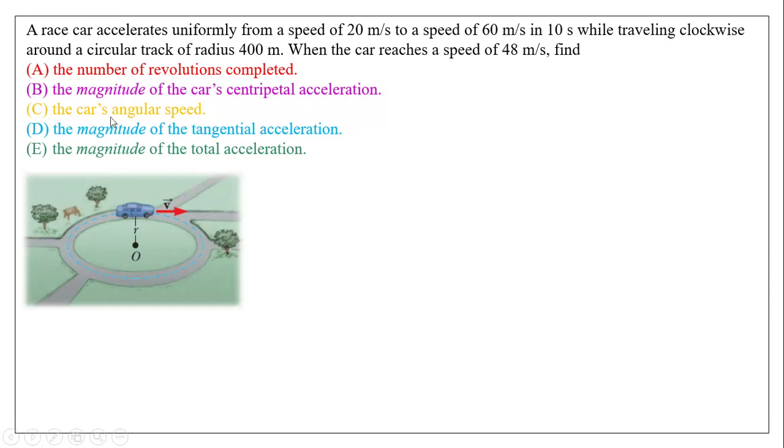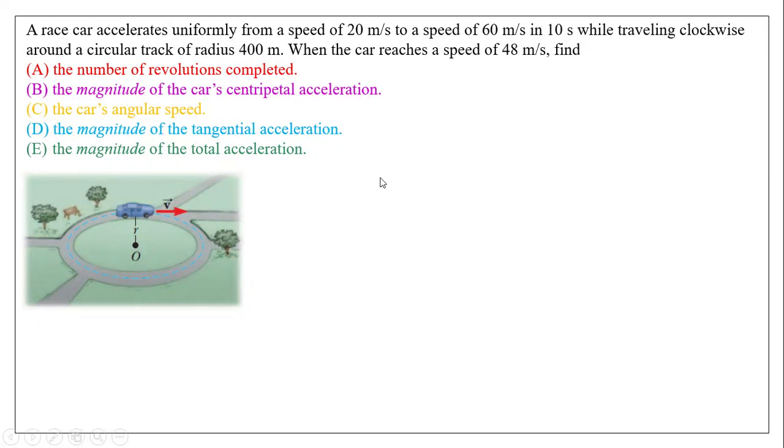So here we have a car that accelerates uniformly from a speed of 20 meters per second to a speed of 60 meters per second in 10 seconds. It says the radius of the circular track is 400 meters. And it says when the car reaches a speed of 48 meters per second, find the following.